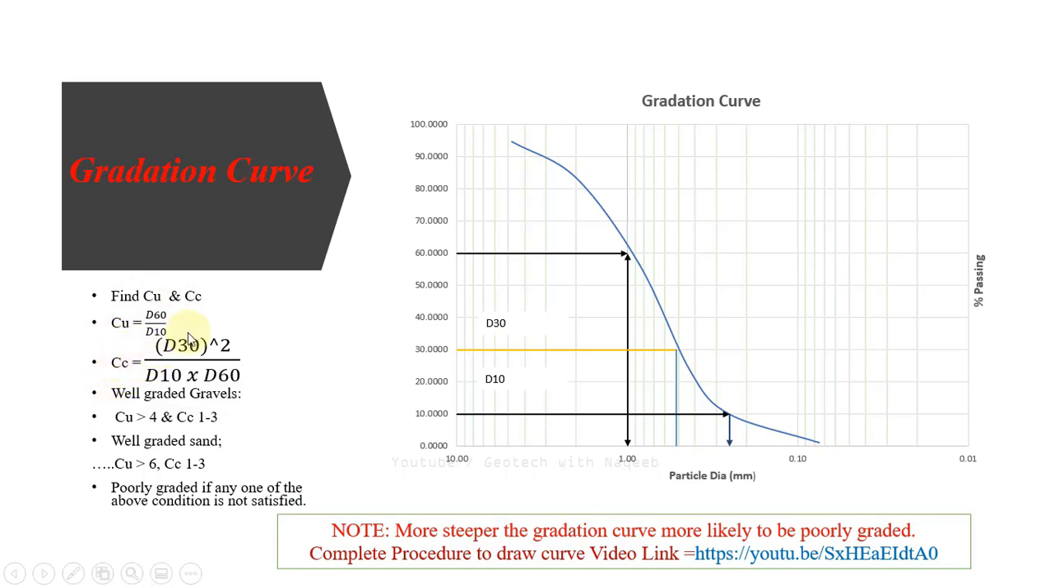In the next step you have to find the coefficient of curvature. The formula for the coefficient of curvature is D30 squared divided by D10 times D60. Now, to define whether the soil is well graded or poorly graded: for well graded gravel, the coefficient of uniformity should be greater than 4 and Cc should be between 1 and 3. For well graded sand, Cu should be greater than 6 and Cc should be between 1 and 3. If one of the conditions is not satisfied, then the soil is termed poorly graded.